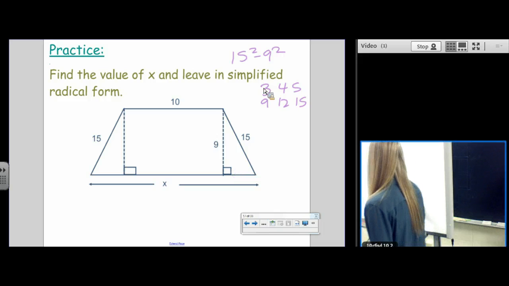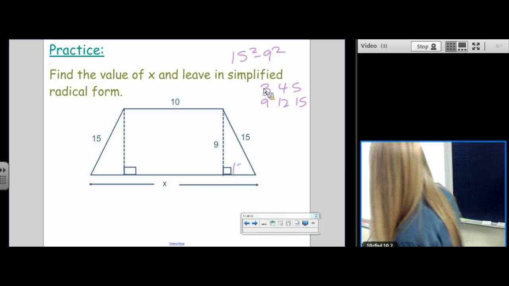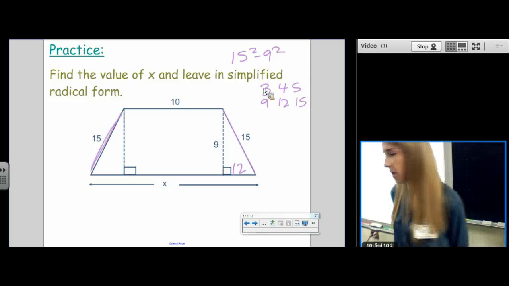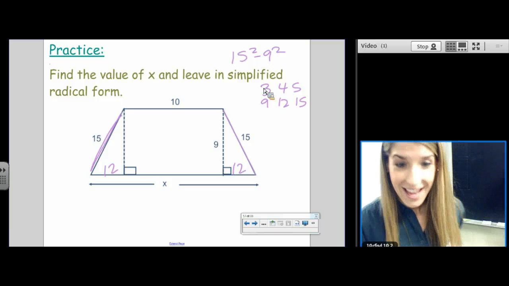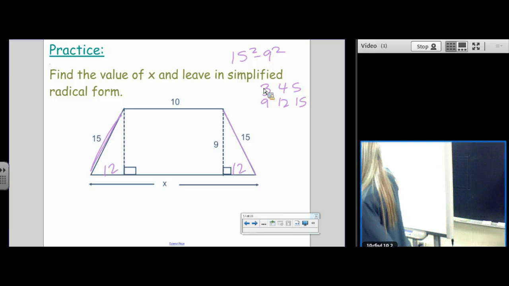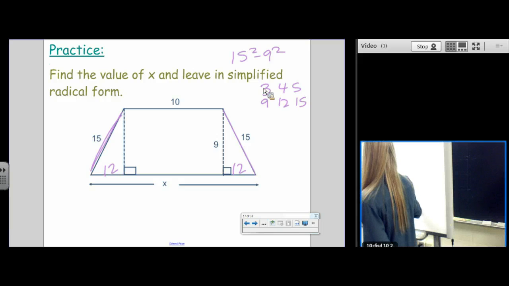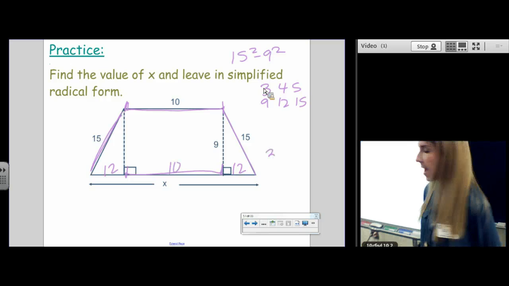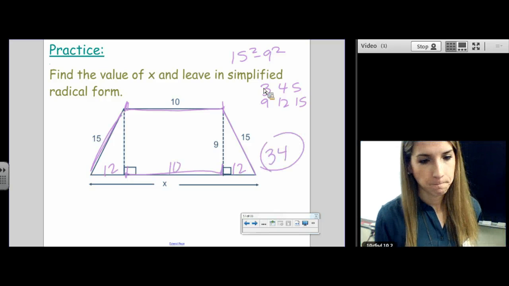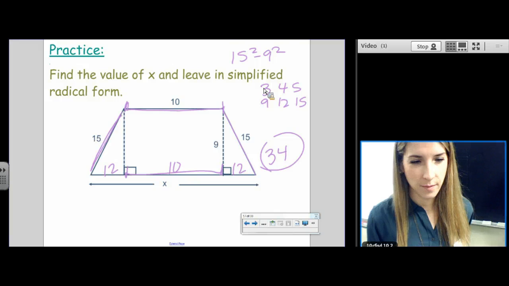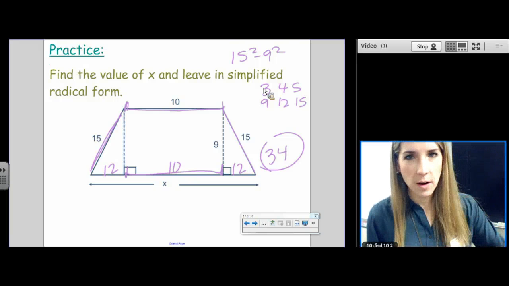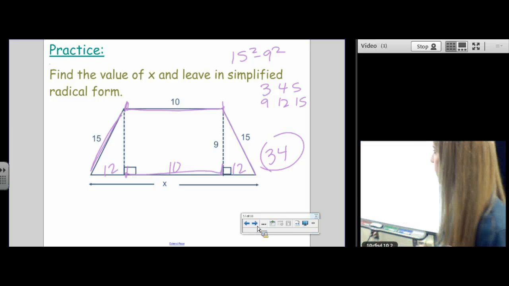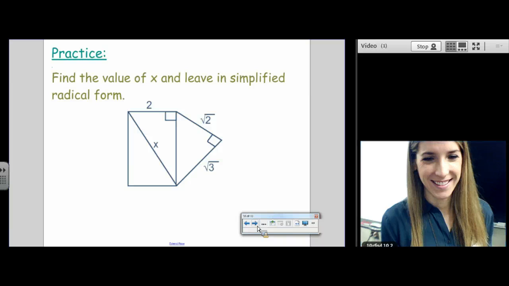So y is 12 when you do Pythagorean theorem. Now, if this trapezoid is isosceles, like it is, then we know that that little wing on that side is going to be 12 as well. And we know if this is 10, then this segment is going to be 10 as well. So everyone's saying 34 is totally correct. X is 34. Very good. We okay with that? So we're using Pythagorean theorem, but we throw in a few steps afterward. It's not just plain old triangles. Try that one.